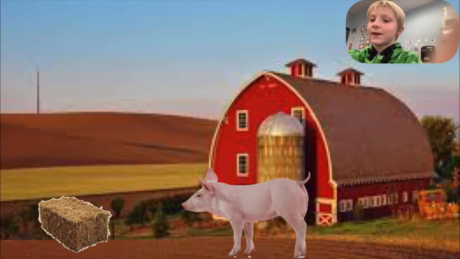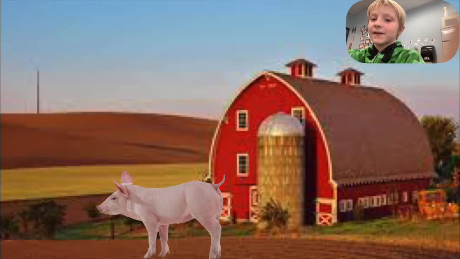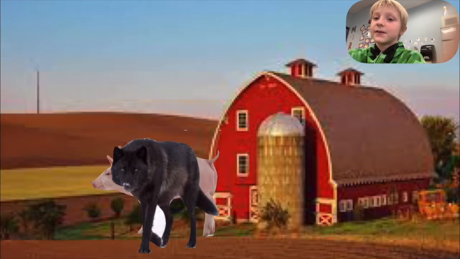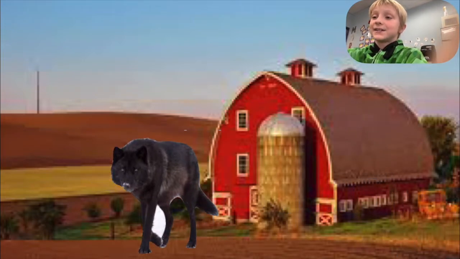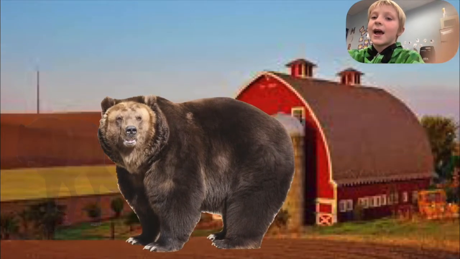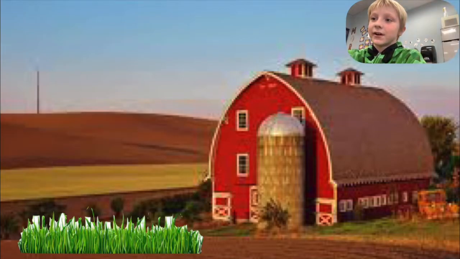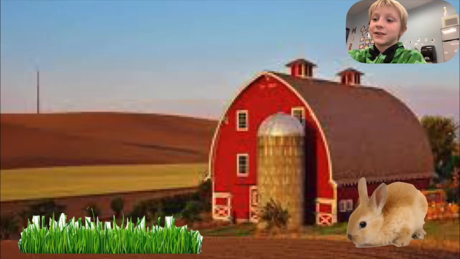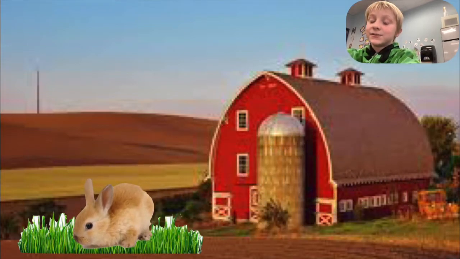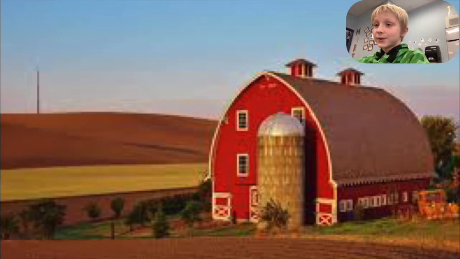So first we have a pig in his habitat, and he eats the hay, and a wolf comes and eats the pig. And then the bear comes and eats the wolf. And then the bear dies, which fertilizes the dirt, which makes grass, and then a rabbit comes and bounces to the grass and eats it, and then he bounces off the screen. So that's my representation.